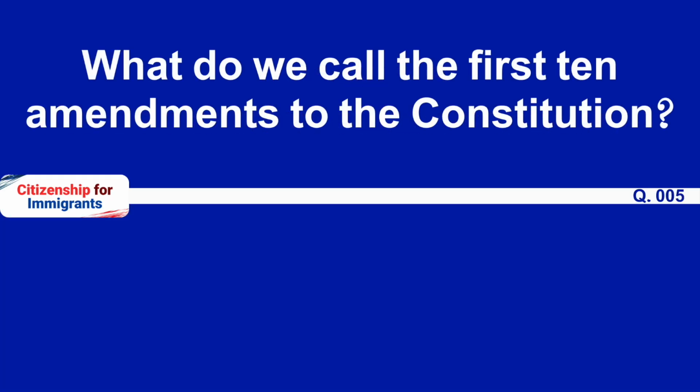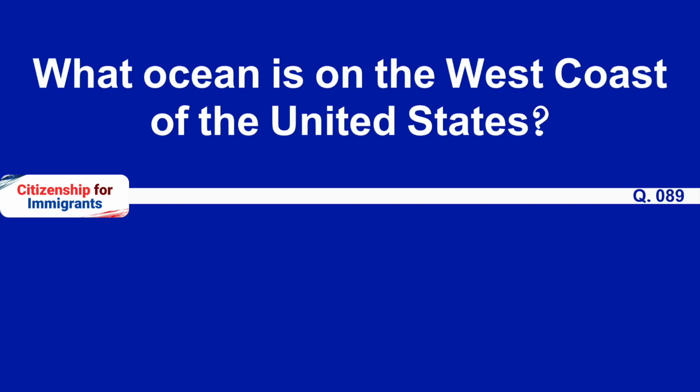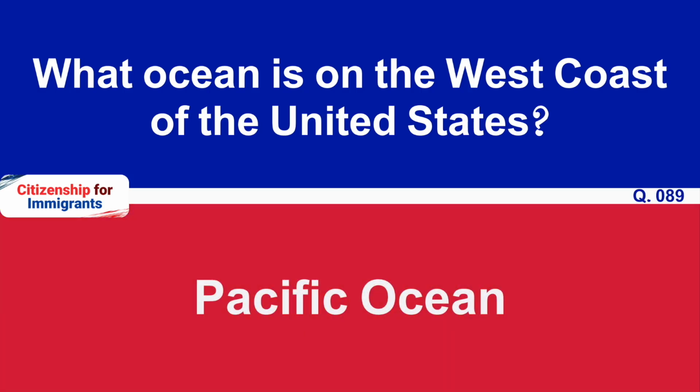What do we call the first 10 amendments to the Constitution? The Bill of Rights. What ocean is on the west coast of the United States? Pacific Ocean.